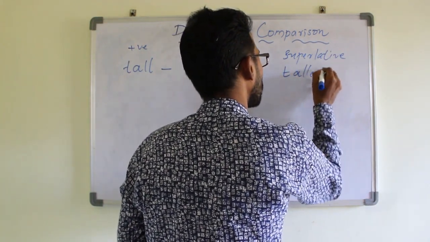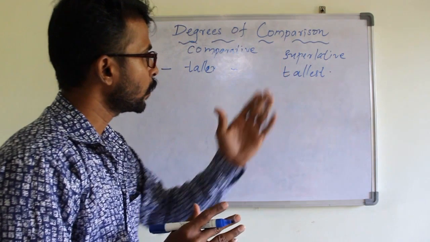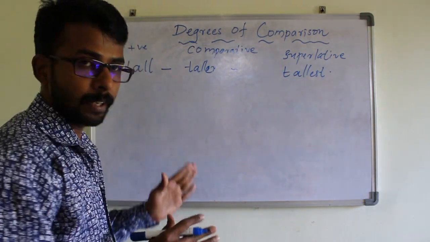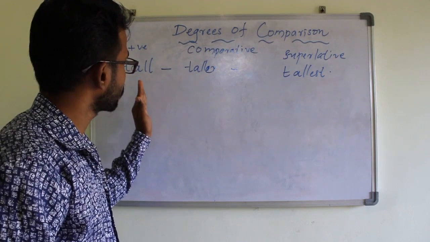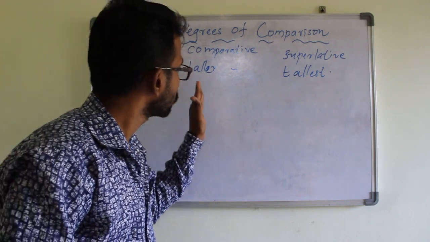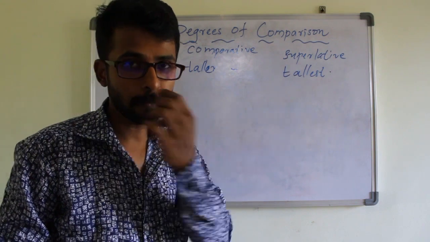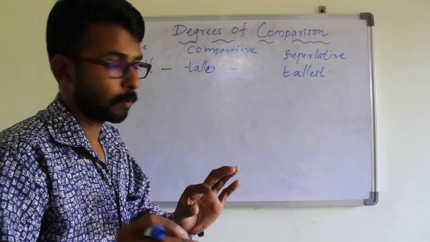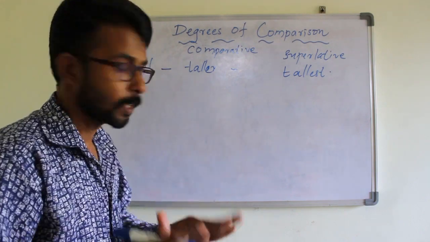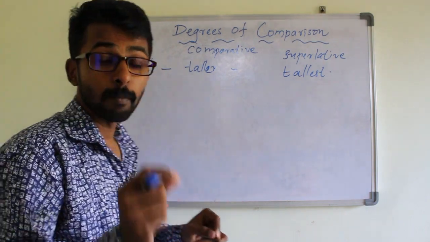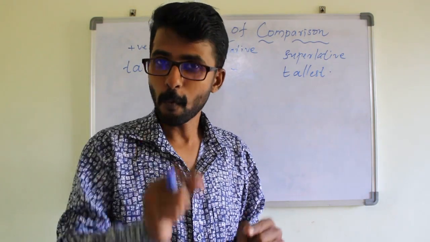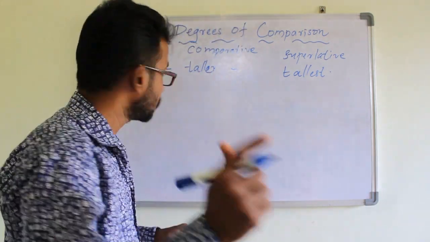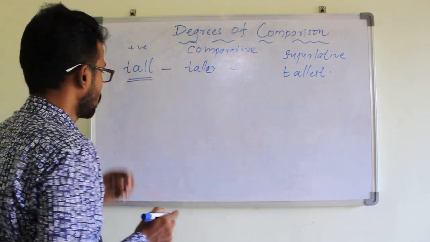Taller, right? So when you are supposed to use each degree, that means when you are supposed to use positive, when you are supposed to use comparative and superlative, this video gives you an insight about how you are supposed to use them, right? So when we are discussing the quality of one person, one object, one noun, then you are supposed to use the positive degree, right?